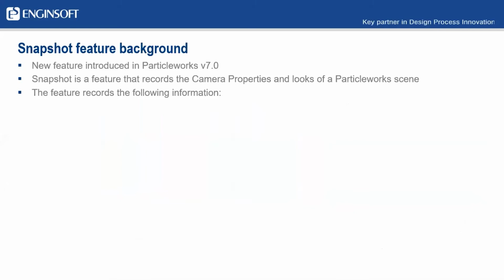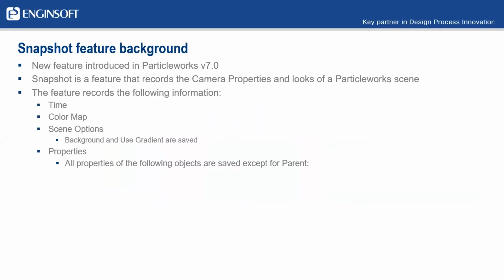So a little bit of background, this is a new feature, as I just mentioned, in Particleworks version 7. This feature records the camera properties and your scene properties, and the following features are recorded with this information. So we've got our time, color map, scene options, we've got our properties, and all of the following properties except for the parent feature will be saved with the snapshot feature, and that is the clipping, profile, ruler axis, color bar, and again time. Other things that are also in the properties is the show hide feature as well as the appearance feature.